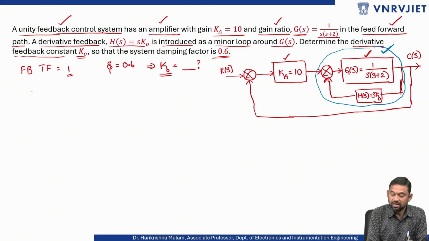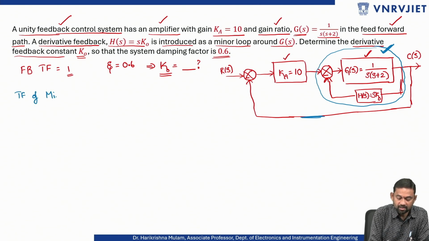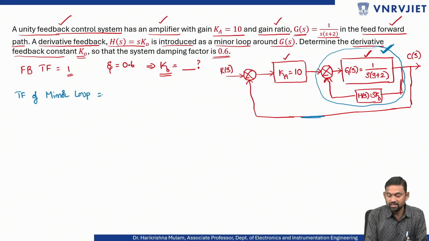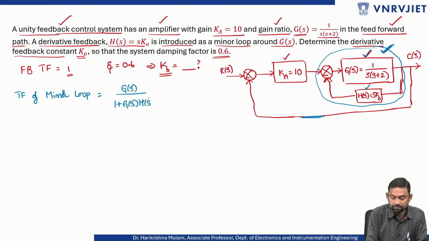Therefore, we are calling this the minor loop. This is the major loop, where the feedback is unity. So the transfer function of this minor loop is given by the same formula. Here it has some transfer function G of S in the forward path, and in the feedback path it has transfer function H of S. Therefore the formula is G of S by 1 plus G of S H of S.